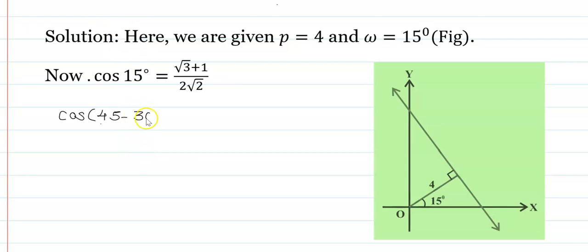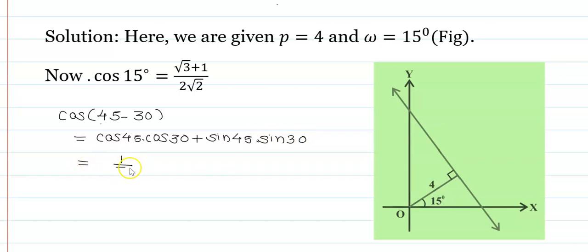Cos 45 minus 30, that is cos 15. Now the expansion of cos of a minus b is cos 45 into cos 30 plus sine of 45 into sine of 30, and this equals cos 45, which means 1 upon root 2.